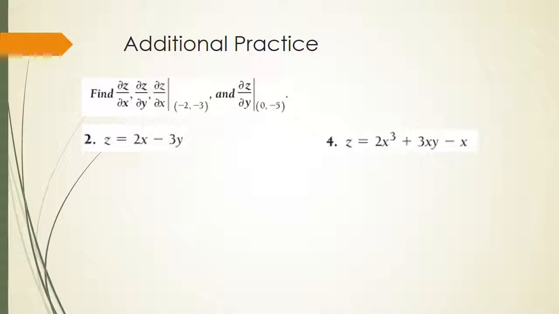By the way, that notation there, what it means is you're going to take those partial derivatives, and then when you get them, you're going to put in -2 for x and -3 for y. And then the second one, you're going to put in 0 for x and -5 for y. All right, so pause the recording as you go through these and give them a try. Resume to check your answer.